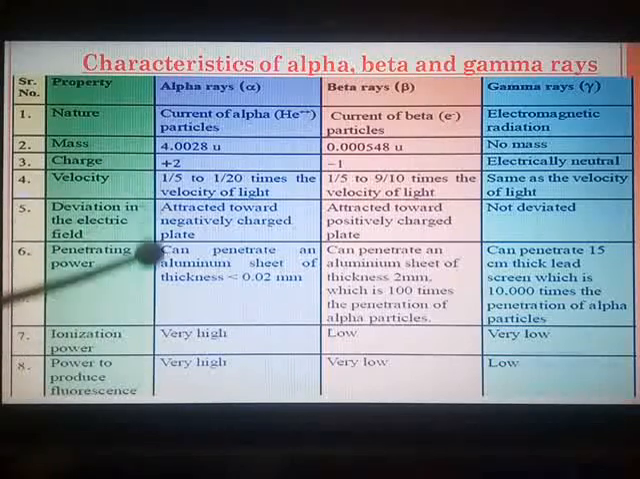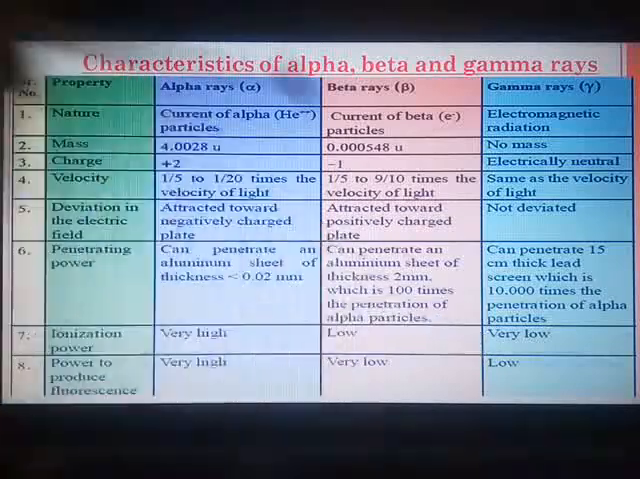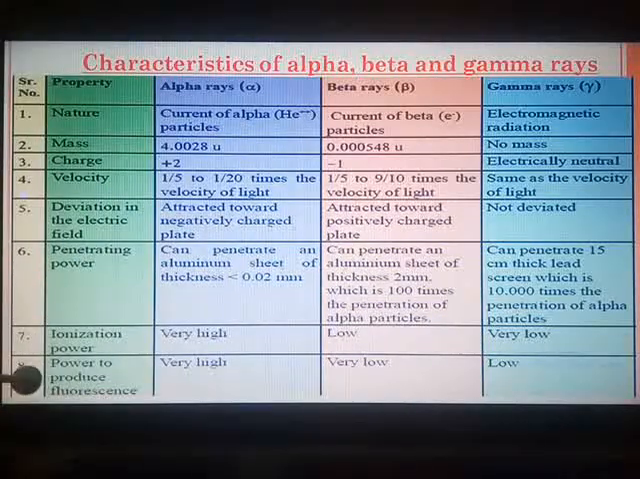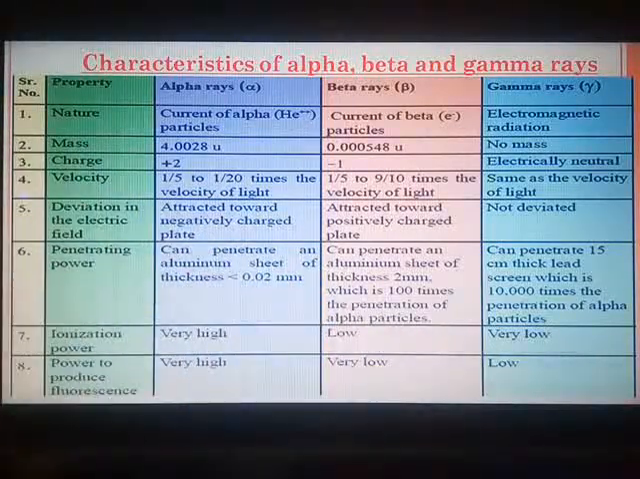Ionization power of alpha rays is very high, beta rays is low, and gamma rays is very low, whereas power to produce fluorescence is very high in the case of alpha rays, very low in the case of beta rays, and low in the case of gamma rays.